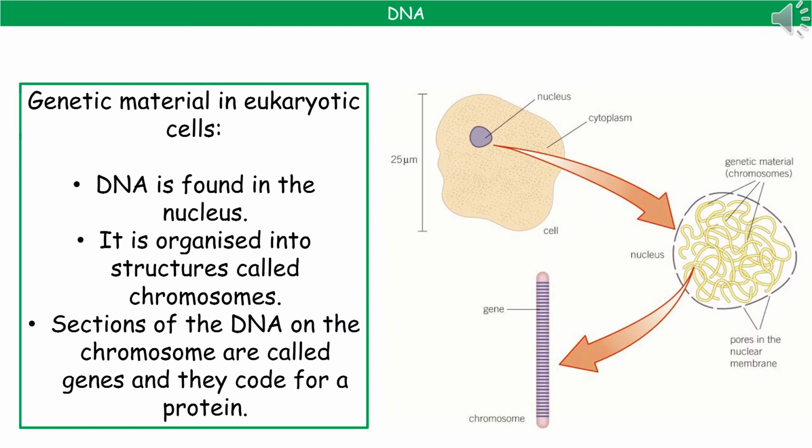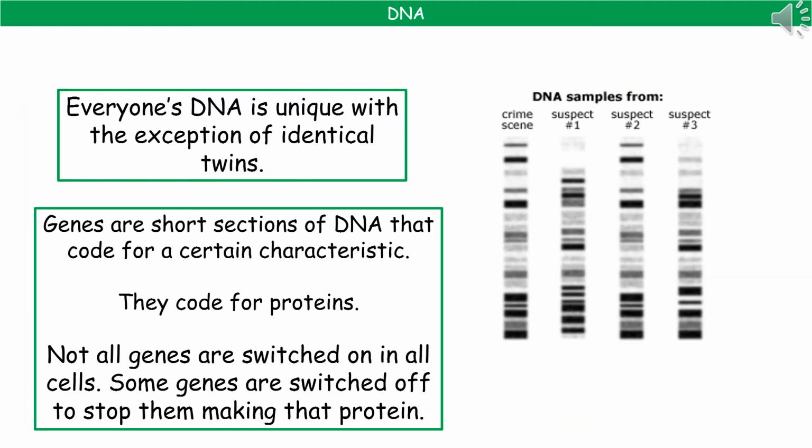What we're going to look at in today's little biology blast is DNA. Hopefully we remember that in our eukaryotic cells, which are plant and animal cells, the genetic material is DNA, which is found inside the nucleus. Inside the nucleus, it's organised into structures called chromosomes, and a section of the DNA on the chromosome is referred to as a gene, and each gene codes for a protein.